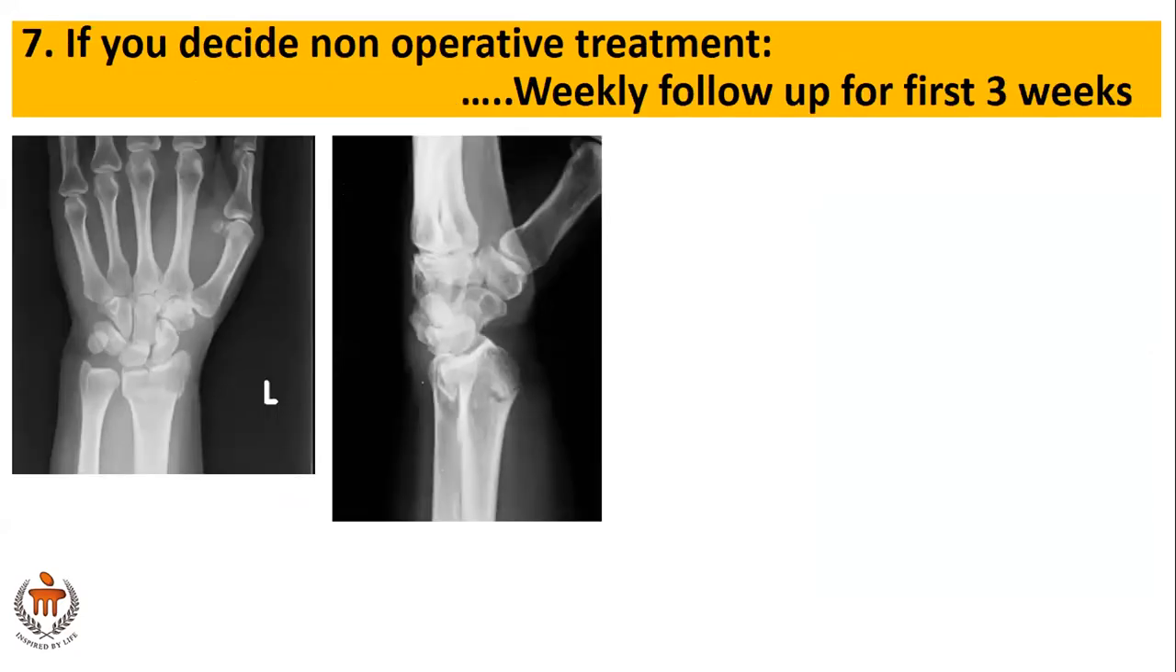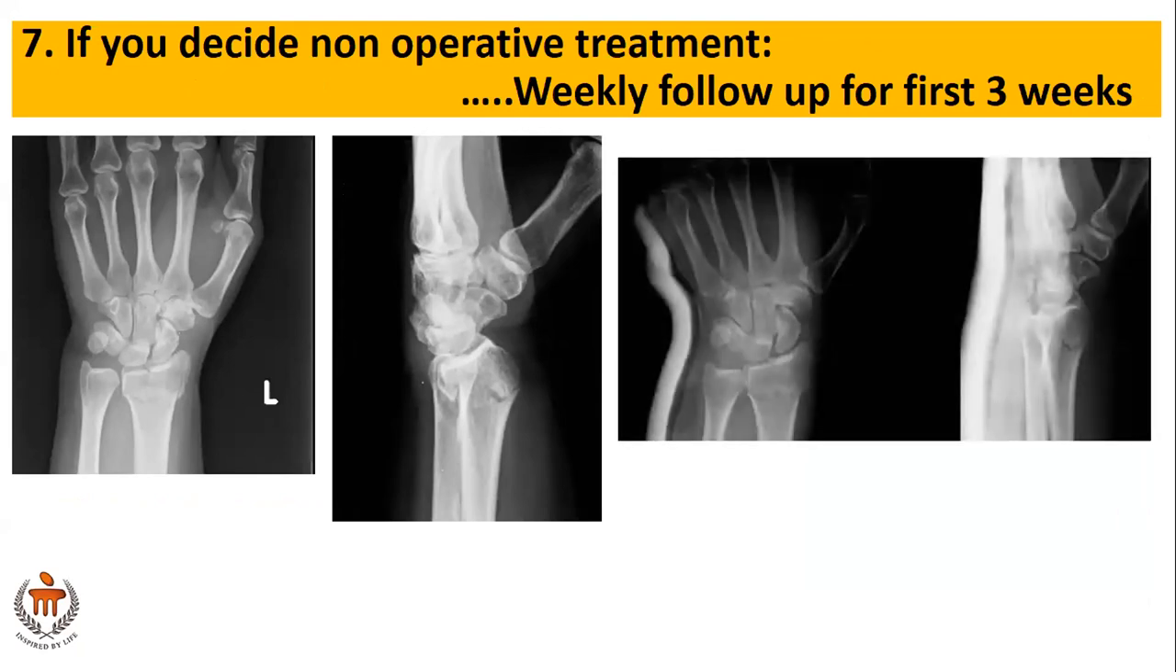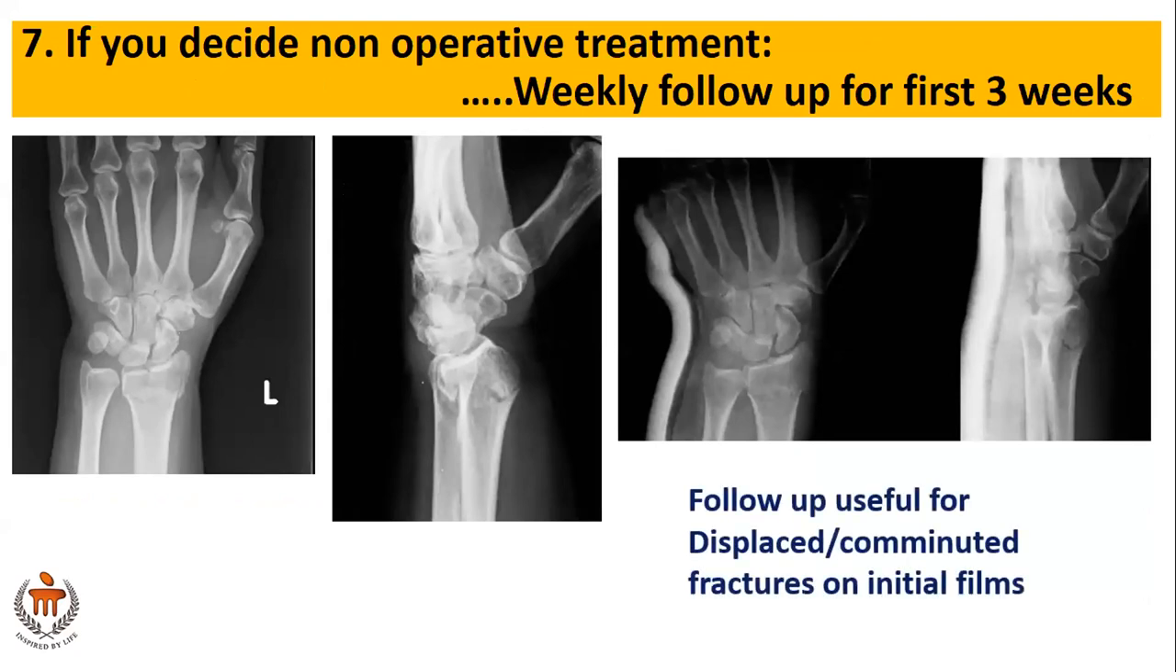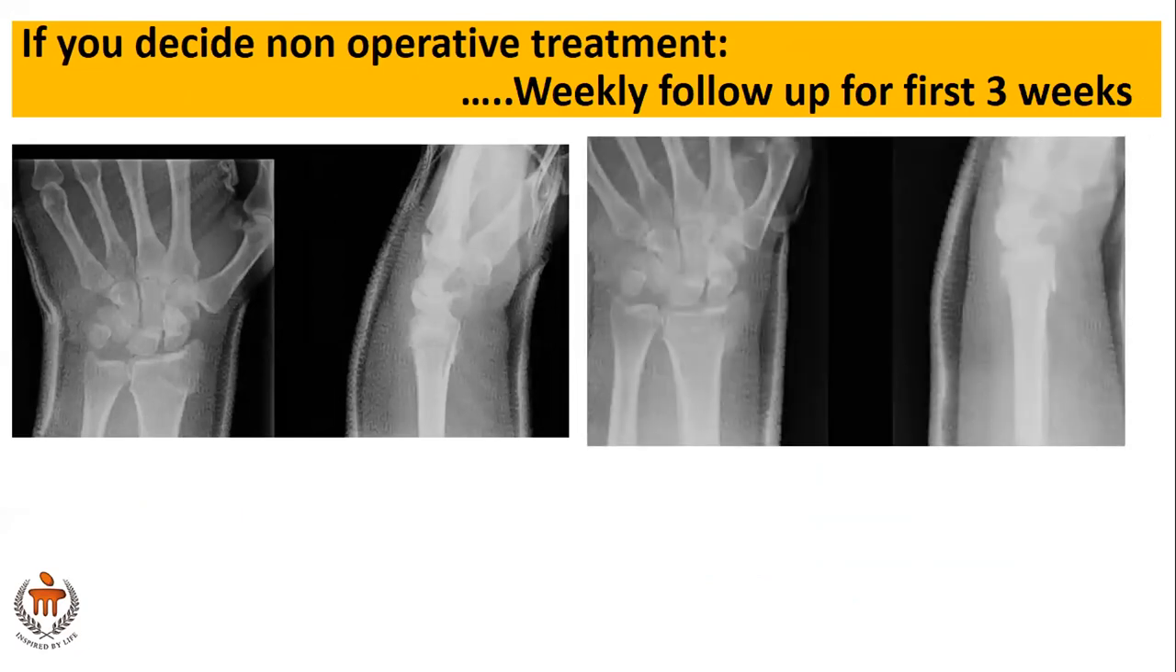Now, if you decide on non-operative treatment, again, these questions are always asked: what would you do if you decide on a non-operative or conservative type of management? It's very crucial that you follow them up regularly in the first 3 weeks, especially those patients who had some displacement or comminution on the initial films and you've reduced it. You've got a good closed reduction, you need to call them back and see what's happening in the first couple of weeks, whether the fracture is settling down, whether there's some collapse, and this has to be discussed with the patient.